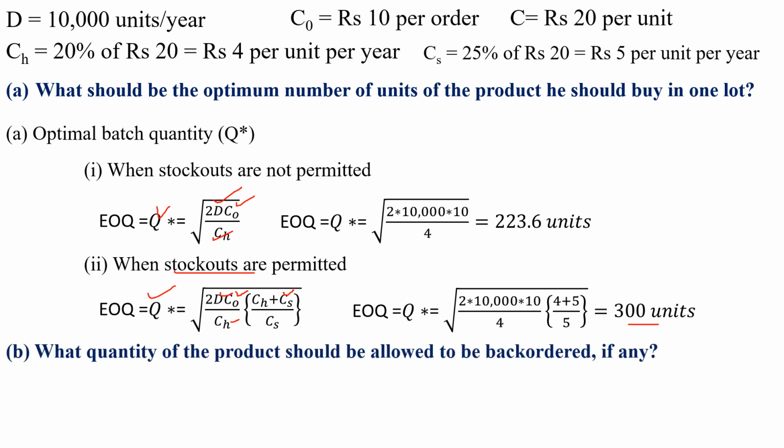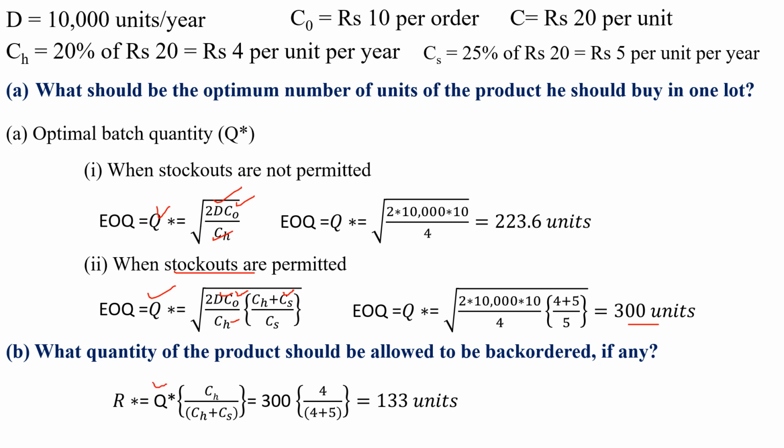Next we have to determine what quantity of the product should be allowed to be back ordered, which is nothing but determining the shortage. What is the maximum shortage? That is the optimal shortage we have to determine, that is R star. We know the formula for R star equals Q star into CH by CH plus CS.